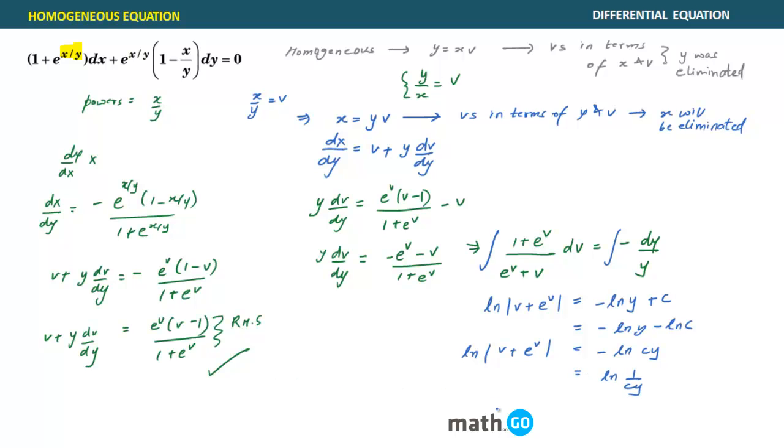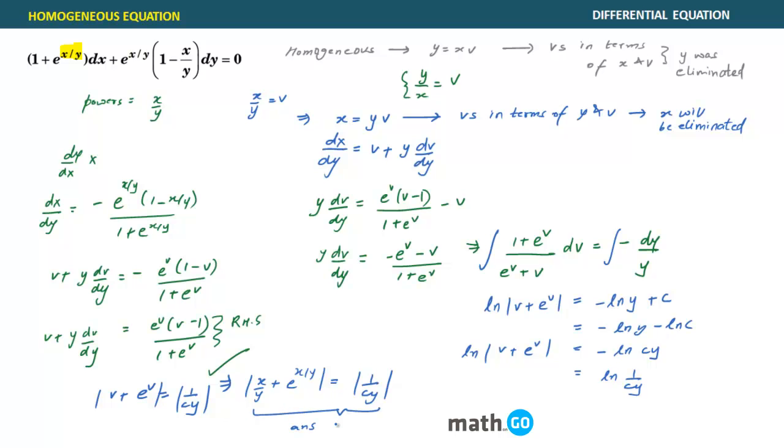So the net answer that you will get will look something like this: v plus e raised to power v is equal to 1 by cy, and yes, the mod has to be there. Now just put the values of v back. V was nothing but x by y, so this is modulus of x by y plus e raised to power x by y is equal to 1 by cy. Whichever answer, because this will have two answers, plus and minus, this is the answer we were looking for, and this is how you solve problems based on homogeneous equations.